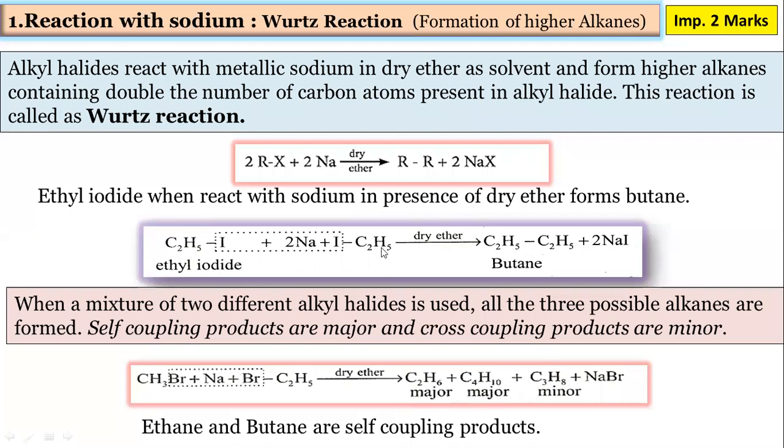The same alkyl halide reaction is already completed in 11th standard, but for the 12th standard, if 2 different alkyl halides are used, we get 3 products here. Out of these 3 products, the cross-coupling product is minor and the self-coupling products are major. Remember what is major and what is minor. We can take any example, ethyl chloride or butyl bromide. Practice at home, take different examples and write the reactions.